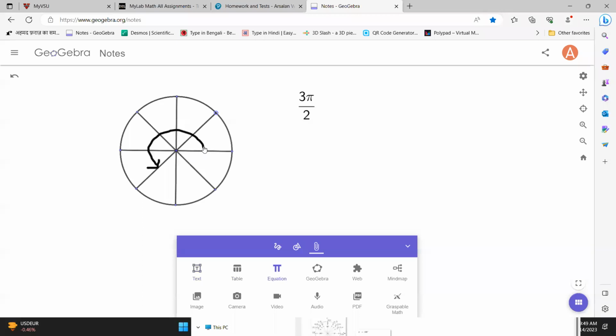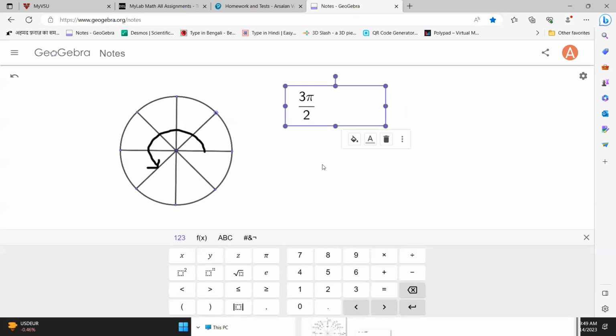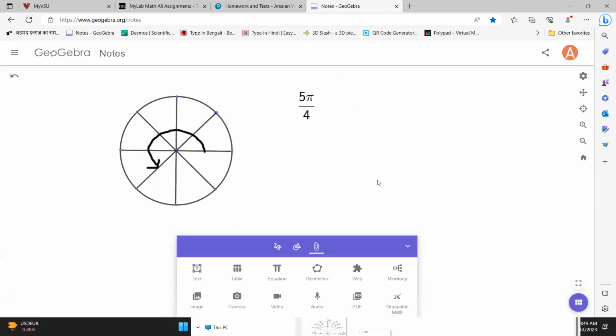So let me give you one more example. If this is pi over 4, the whole thing is pi. I cut it into 4 parts. This is pi over 4. This is going to be 1 pi over 4, 2 pi over 4, 3 pi over 4, 4 pi over 4, 5 pi over 4. So this is going to be 5 pi over 4. Hopefully you're getting it. Let me try one more.